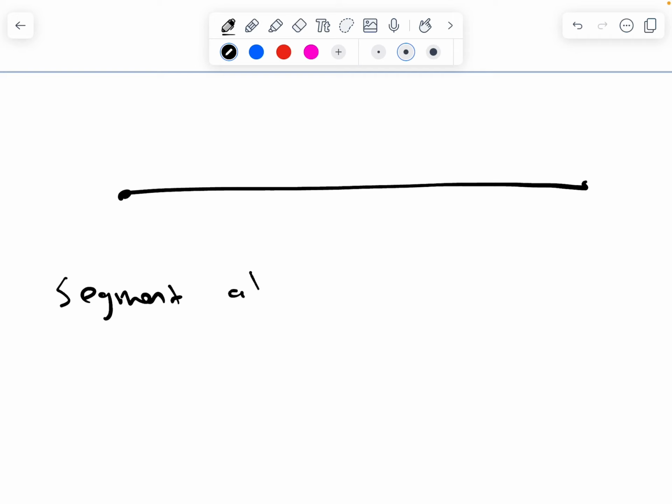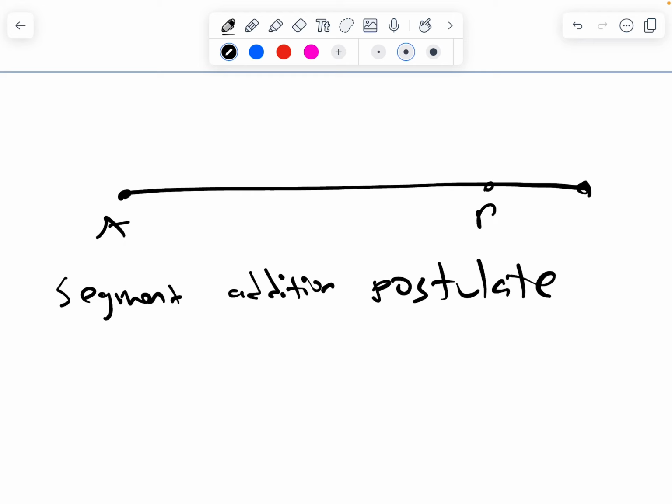Segment addition postulate. And the way this goes is this. I've got A, I've got B, and I've got C. They're all along this line. Now let's say the distance from A to B is 7, and the distance from B to C is 2, then I would say the distance from A to C is 9. Again, like I said, we're not trying to prove anything new here. We're just getting a name for something we already know to be true.